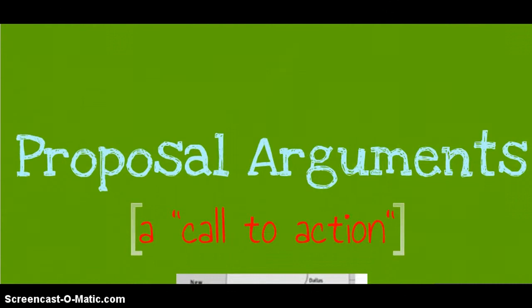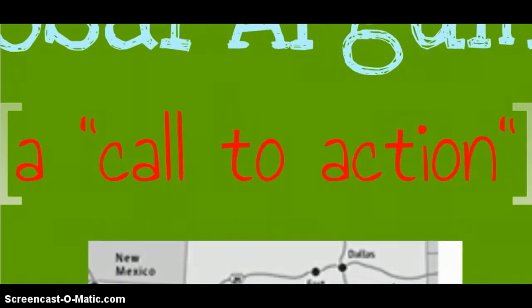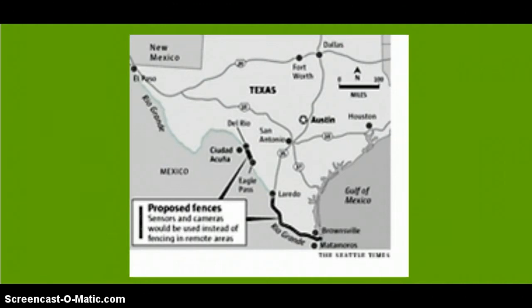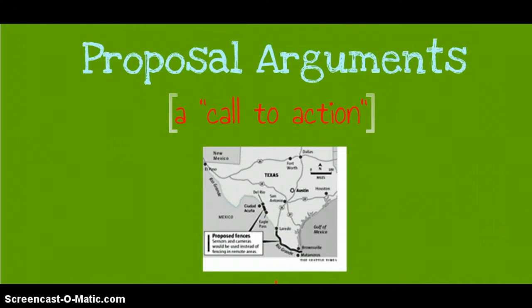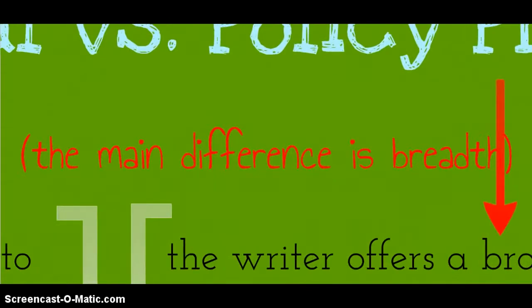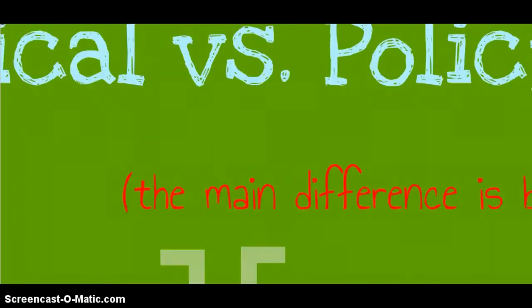Proposal arguments like the ones we'll be dealing with for your public campaign assignment require a call to action that enjoins the audience to make a decision and then to act on it, to actually do something or act in response to a particular problem, such as the illegal immigration problem in the United States. There are two main types of proposal arguments: practical proposals and policy proposals. The main difference between the two types of proposals is the narrowness versus the breadth of the concern at hand.